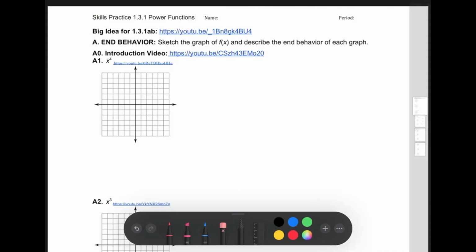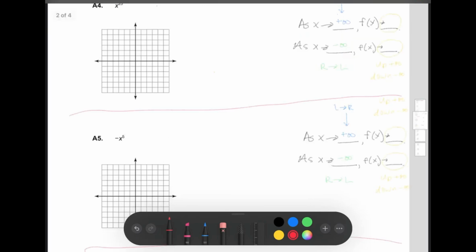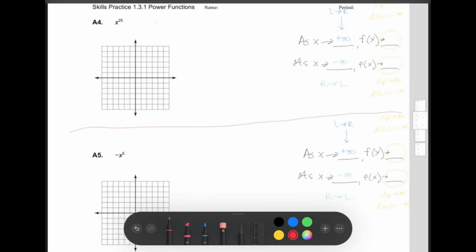Alright, let's go over question number A4. The directions tell us to, in the end behavior here, sketch the graph of f of x, so you have a visual, and then describe the end behavior. What is this end behavior here? This sentence right here is your end behavior sentence. So you should be writing that every single time you see the word end behavior. Okay? Alright, so how do I graph x to the 25th power?